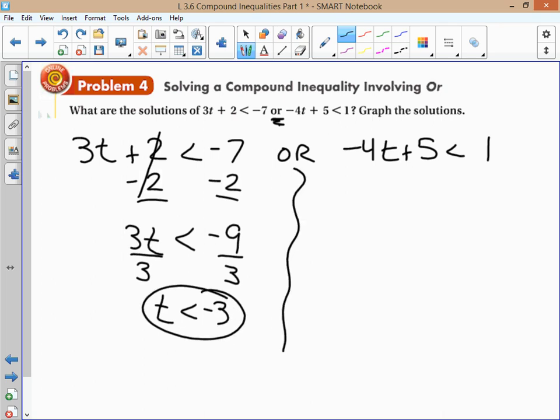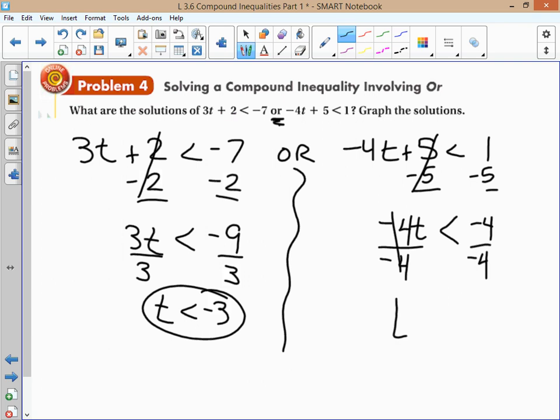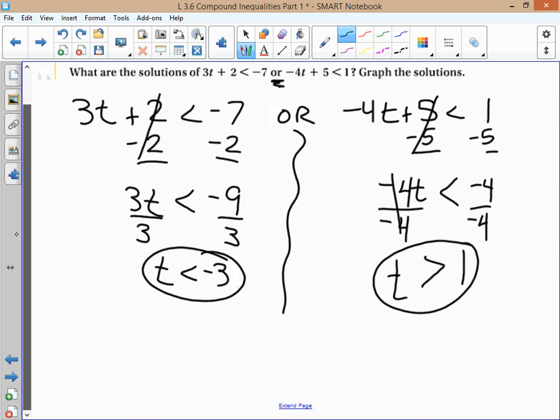Or solve the other one. Subtract 5 from both sides. 1 minus 5 is negative 4. Now to finish this one, I'm going to divide both sides by negative 4, and at the same time, I'm going to remember that when I divide by a negative number, I have to flip the inequality. Negative 4 divided by negative 4 is 1. So this compound inequality using OR says t is less than negative 3, or t is greater than 1.